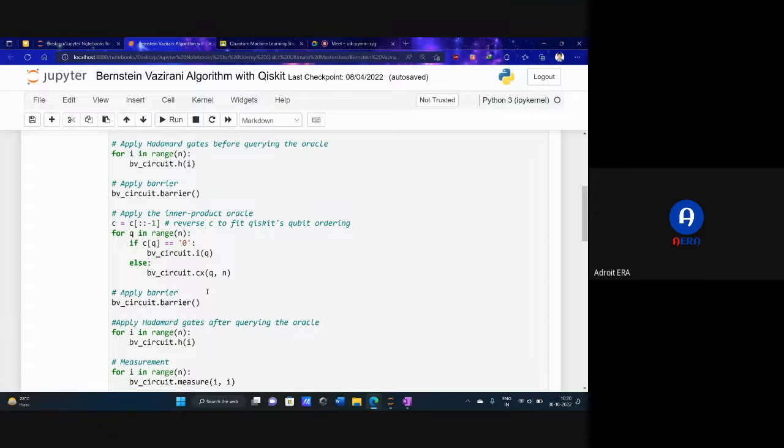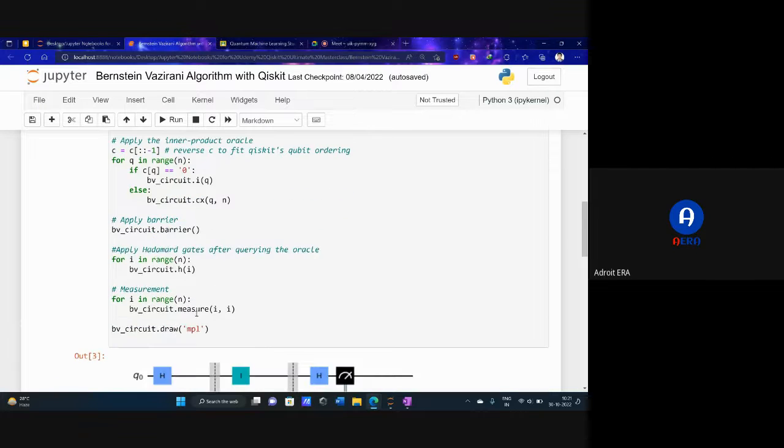For the oracle, whenever we have a 0, we apply identity. Whenever we have a 1, we apply the CNOT gate with the control as that qubit, which is 1, and the target as the last qubit, the second register. Very similar to Deutsch Jozsa. Just connect it with Deutsch Jozsa, and you should find that this is very similar to that.